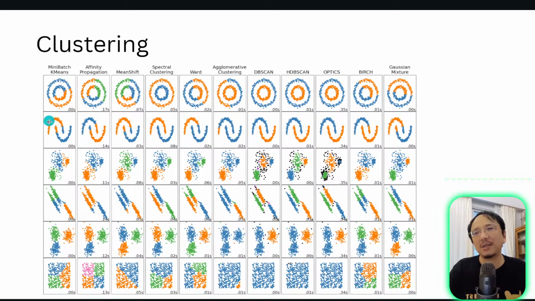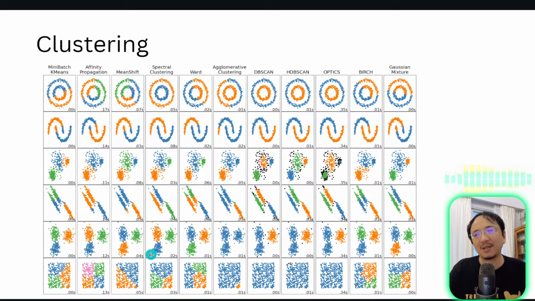Of course, in the second row, we probably want it to have two different classes, the upper curve and the lower curve, the U curve and the upside down inverted U curve. Some of the algorithms do it quite well, like DBSCAN, HDBSCAN, and OPTICS, all three doing quite well. The Gaussian mixture got a little lucky, but doesn't work that well. Also, spectral clustering seems to work just as well as the DBSCAN method.